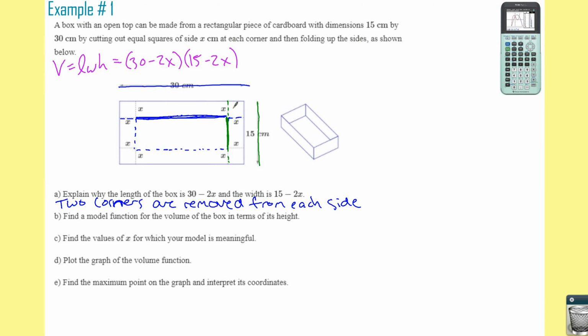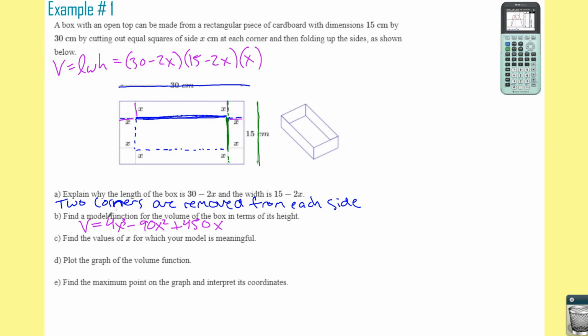right? And then the height of our box is just these edges folded up. So our height is just x. That is what x represents. So this is our volume. This is our formula, and we can actually factor it out and write it as a polynomial if we wanted. When you FOIL all that out, you get this polynomial, 4x cubed minus 90x squared plus 450x.